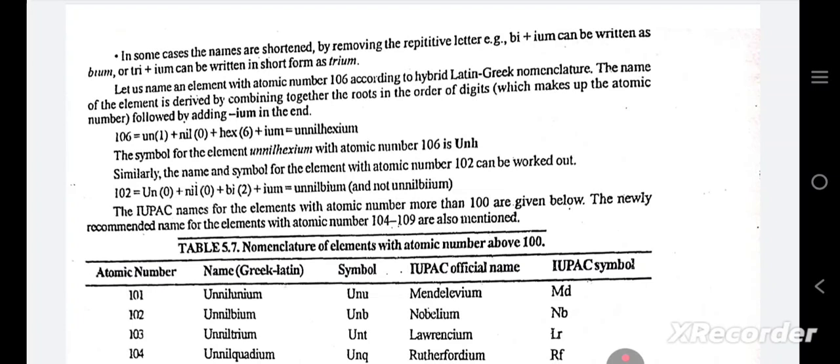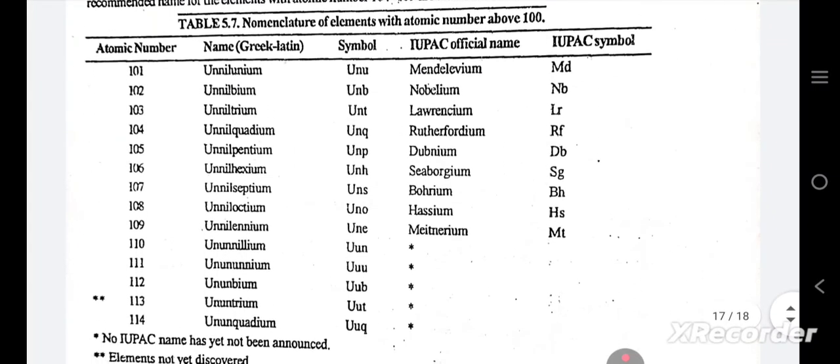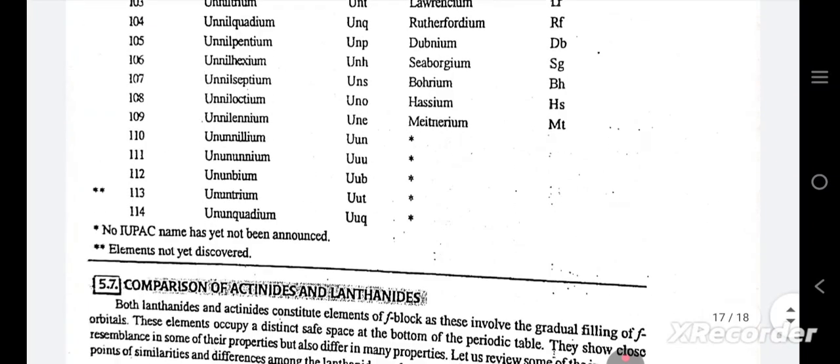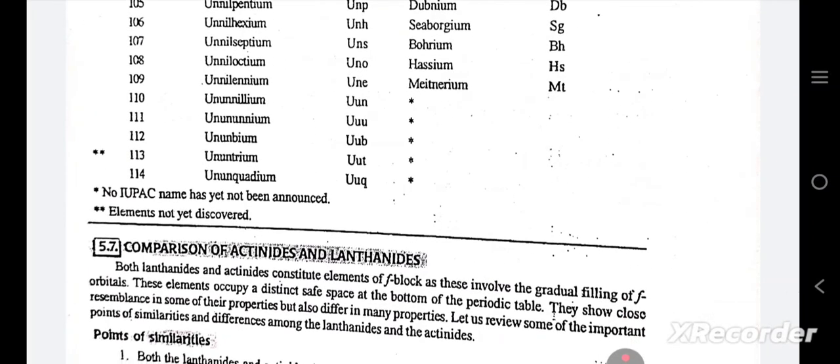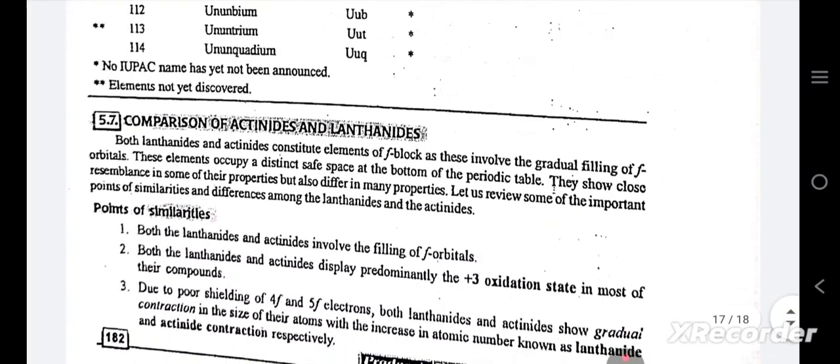Let us name an element with atomic number 106 according to hybrid Latin-Greek nomenclature. The name of the element is derived by combining together the roots in the order of the digits which make up the atomic number, followed by adding "ium" at the end. Nomenclature of elements with atomic number above 100. Look at this table. No IUPAC name has yet been announced for elements not yet discovered.